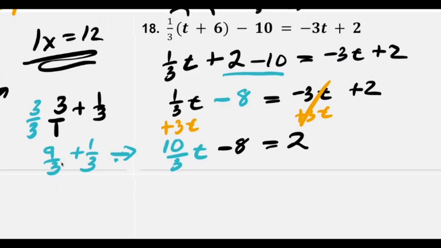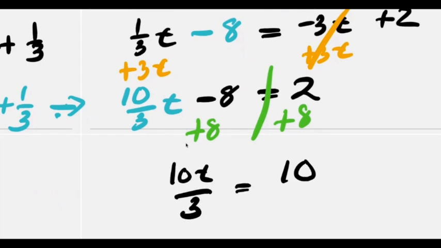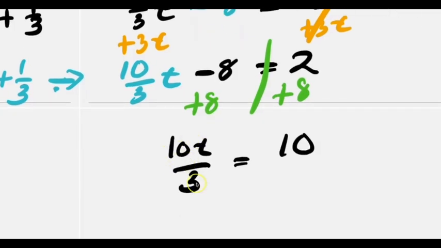And then we've got to add 8 to both sides. Get rid of that 8. Try to get the variable by itself. Okay, I've got some space because this one's ugly. So I get 10t over 3 equals 10. Almost done. Now we just have to solve for this. So I've got to get rid of this fraction here. So let's do it one step at a time.